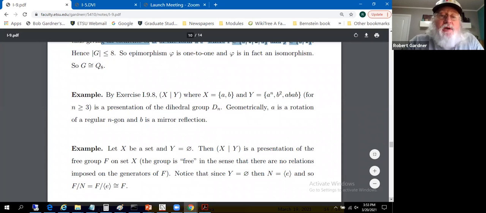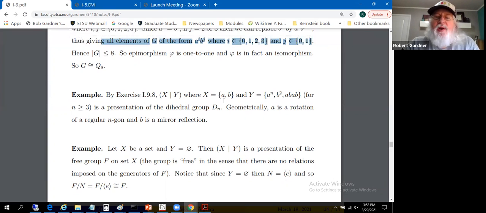We had mentioned this along the way. In exercise 1.9.8, X Y, where X is the 2 generators A and B, and Y says A to the N equals the identity, B squared equals the identity, and AB equals the identity, provided N is greater than or equal to 3. This is a presentation of the dihedral group. This is somewhat how we define the dihedral group.